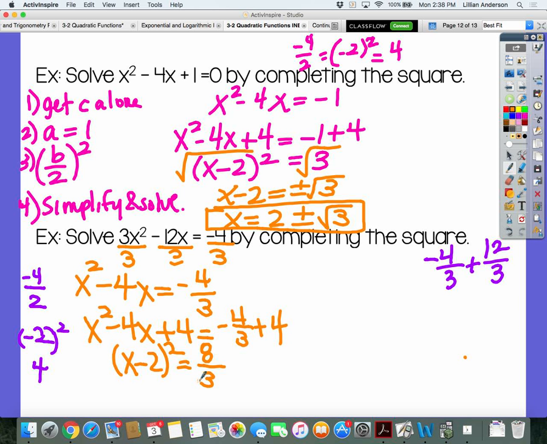Can you guys take it from here? I'll check back in and see if you got the same answer. Solve for x. I think everyone has taken the square root. And the thing is, when you take a square root of a fraction, you're taking the square root of the numerator and the square root of the denominator. So over here you'll have x minus 2, but over here you have the square root of 8 over the square root of 3. How do you get that square root at the bottom? Rationalize. How do you rationalize?